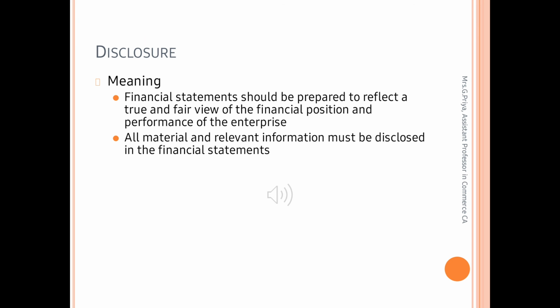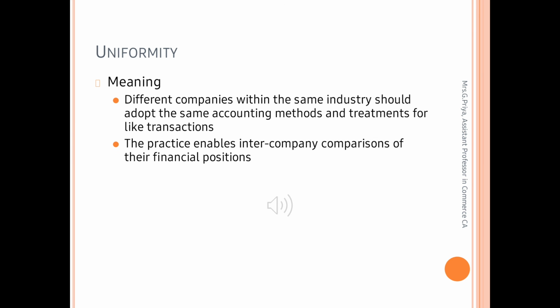Next, meaning of disclosure. The financial statements should be prepared to reflect a true and fair view of the financial position and performance of the enterprise. All material and relevant information must be disclosed in the financial statements. This slide is uniformity. Meaning of uniformity: different companies within the same industry should adopt the same accounting method and treatment for like transactions. The practice enables intercompany comparison of financial positions.